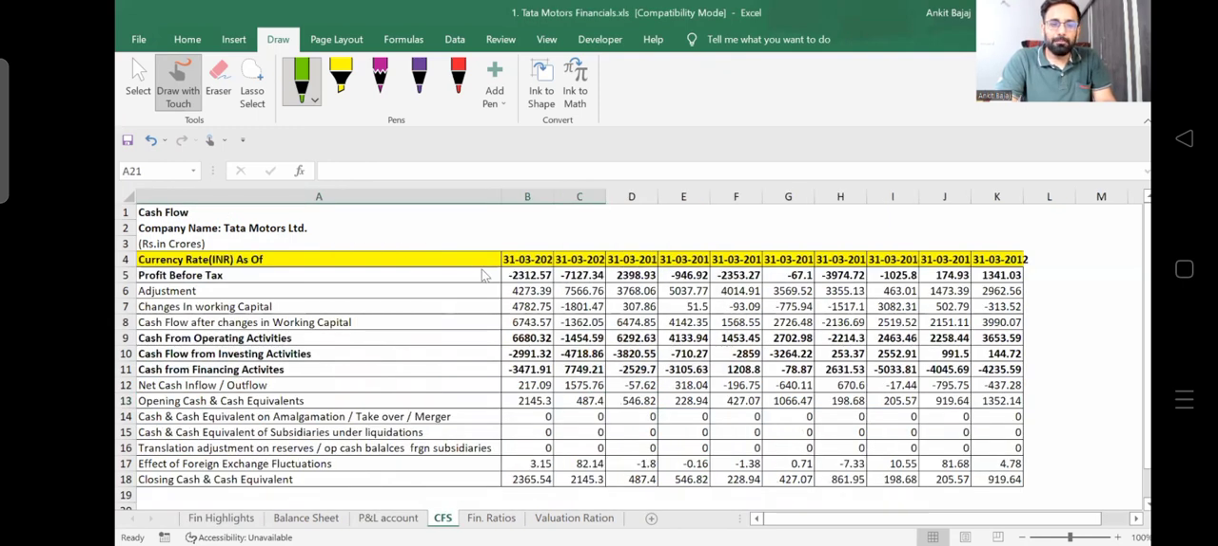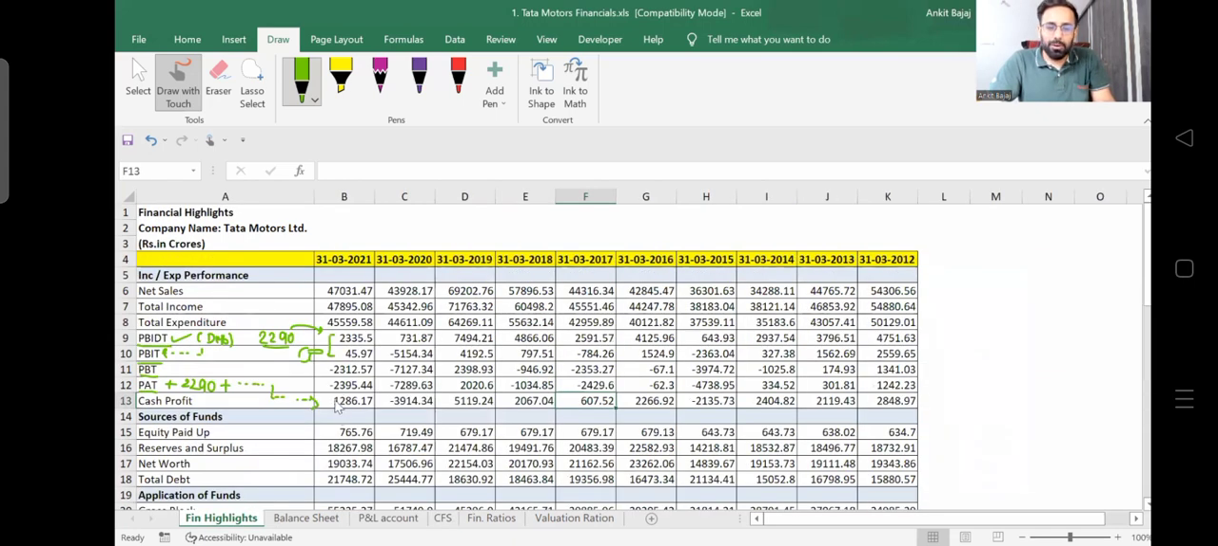Here, what has the company done? The company has taken profit before tax, right? After that, the company is making some adjustments and changes in working capital. Then the company's cash flow after working capital is this, right? Then cash flow from operating activities, investing activities, and financing activities, right? So net cash flow is given here. Now, the closing cash balance of the company is 2,365, right? So you can see the cash balance of the company is positive. This cash balance includes the previous year's cash also, right? The company has found its cash profit, and its cash profit is 1,286, right?